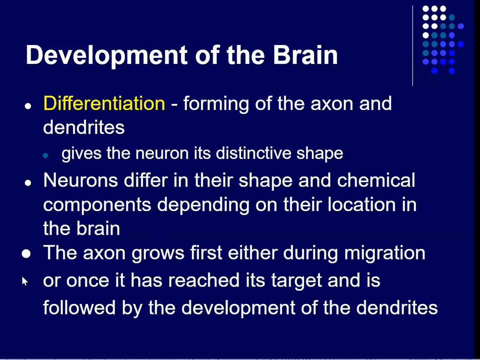Generally, the axon grows first. Either it grows during the cell's migration or once it's reached its target. And that's then followed by the development of the dendrites. If it's growing during migration, interestingly, the axon will make a synapse, it'll make a connection with another cell, and then the developing neuron will sort of move away from there, leaving a trail of axon behind it. In other cases, the axon grows out from the neuron, which stays stationary. We'll see that in a little bit.